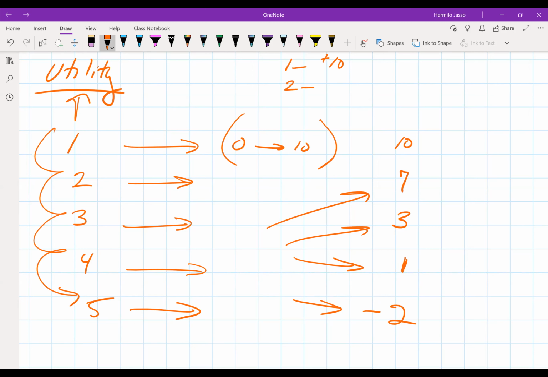My total pleasure. The first one gave me 10. The second one gave me what? 7 additional. So now when I'm eating 2 burgers, I'm getting 17 units of satisfaction. Then when I eat the 3rd one, it increased to 20. The 4th one, it increased to 21. And then when I went to the 5th burger, it actually decreased down to 19.